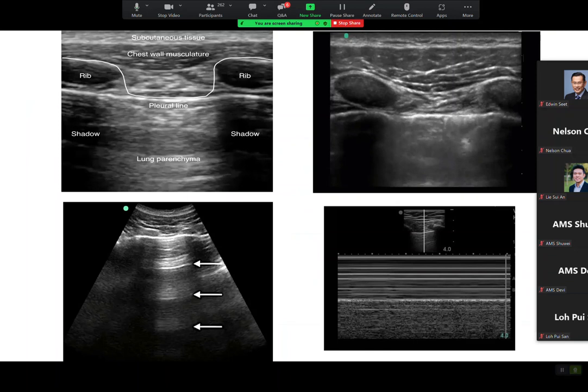Okay, so let's look at some images. So these are scans of normal lung. So you can see the pleural line here. It has an ants marching sort of appearance. So this is due to the parietal and visceral pleura sliding, and this is called the lung sliding sign. You can see A lines here. These are essentially reverberation artifacts, and they indicate a normally aerated lung. On the right here, you have M mode and what is described as a seashore appearance, and this is seen in normally aerated lung as well.